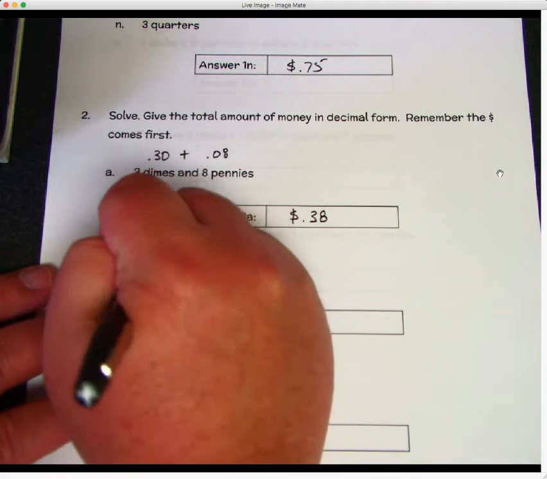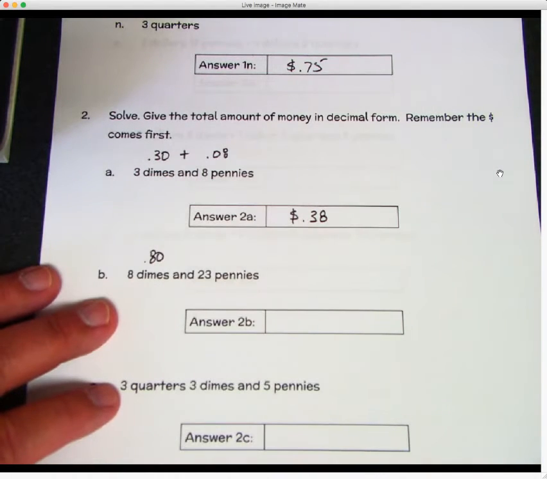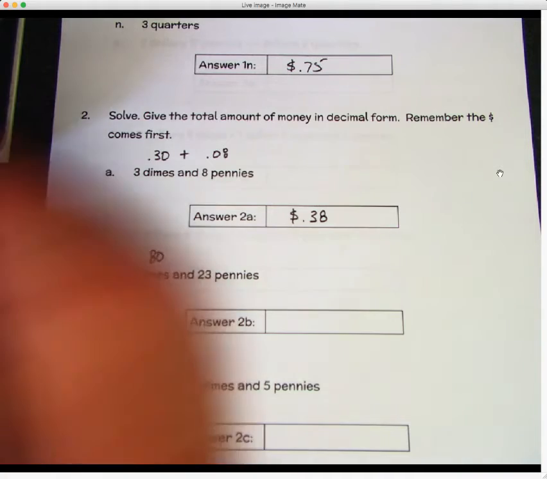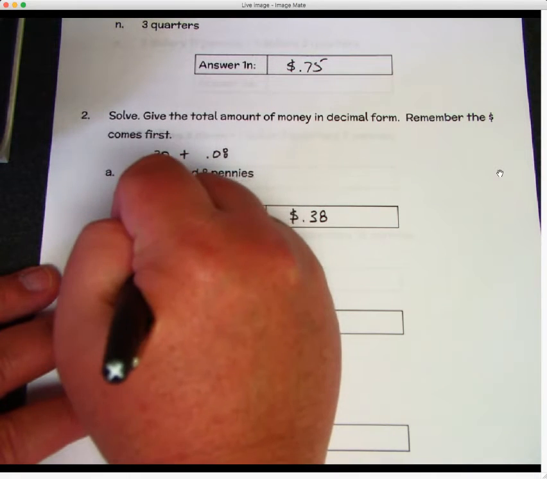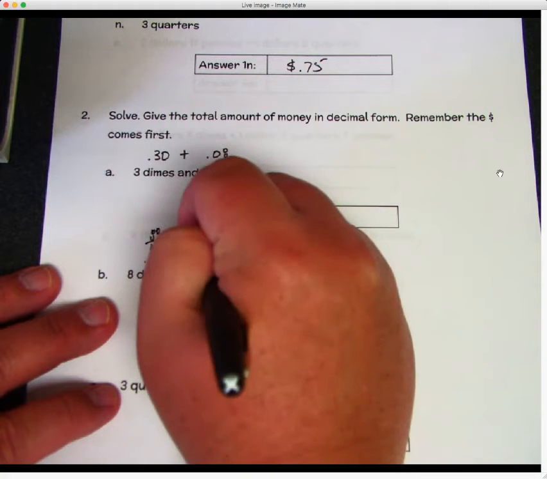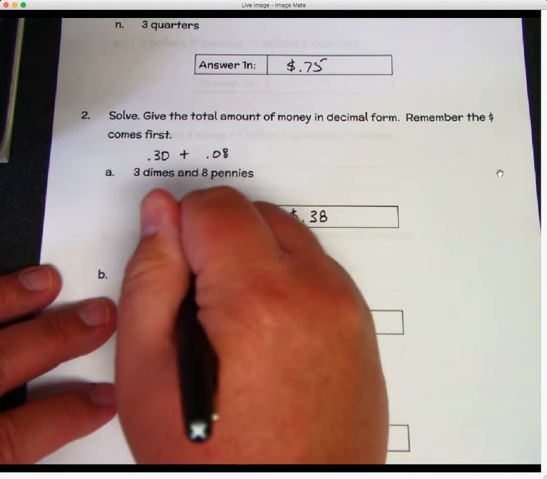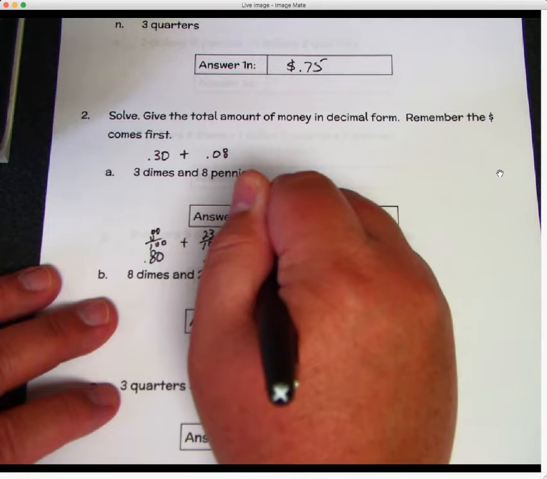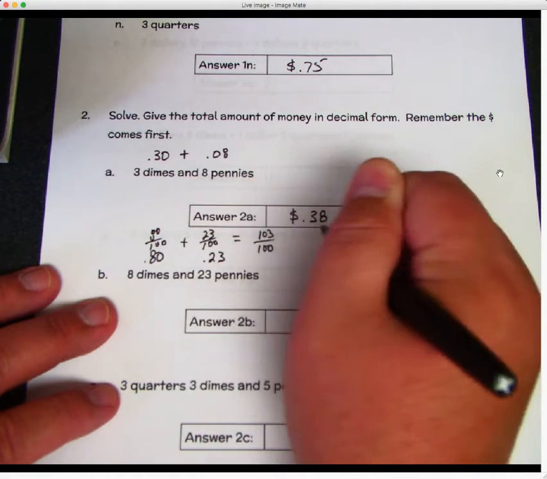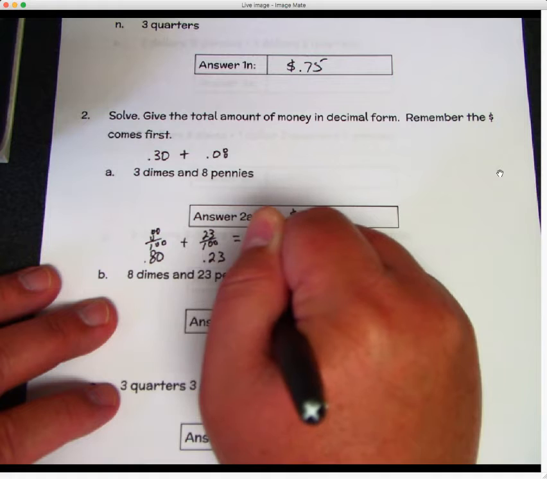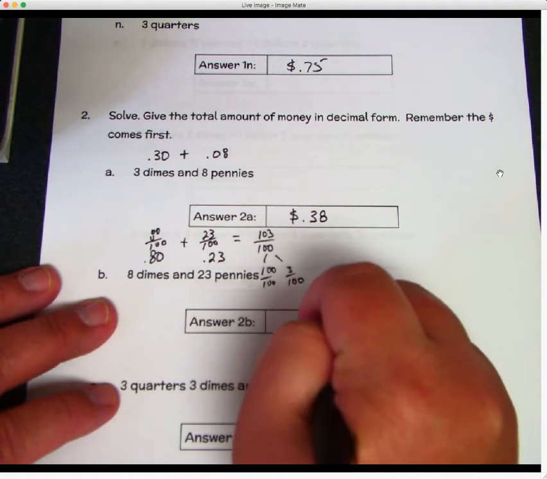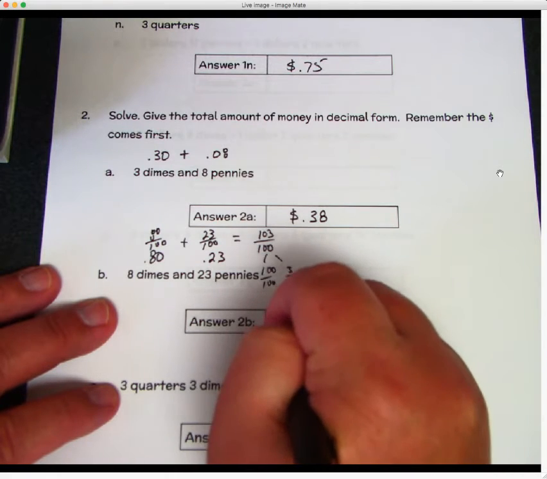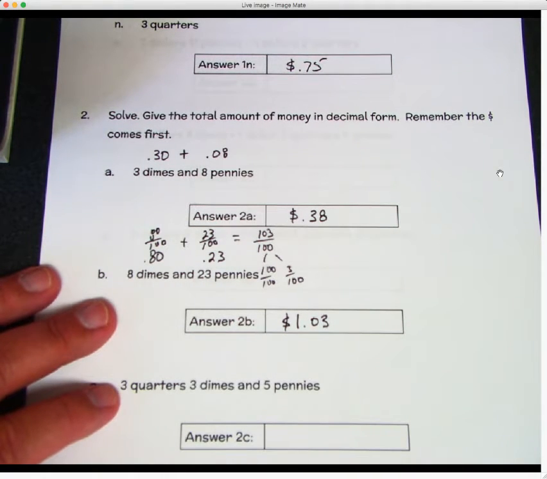8 dimes is 80 cents, or 80 hundredths. 23 pennies is 23 cents, or 23 hundredths. Can you add those? 80 hundredths, 23 hundredths. 80 plus 23 is 103 hundredths. Decompose 100 hundredths equals 1 and 3 hundredths. 1 and 3 hundredths. Dollar sign. $1.03.